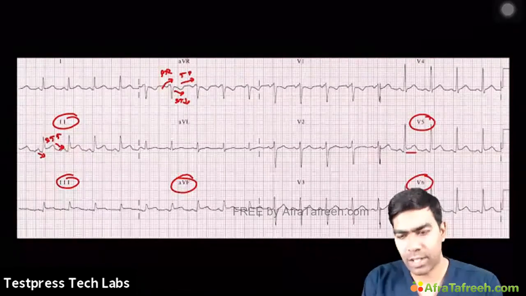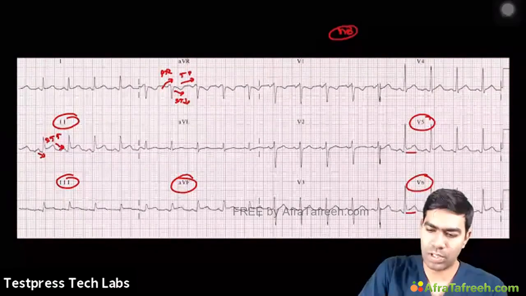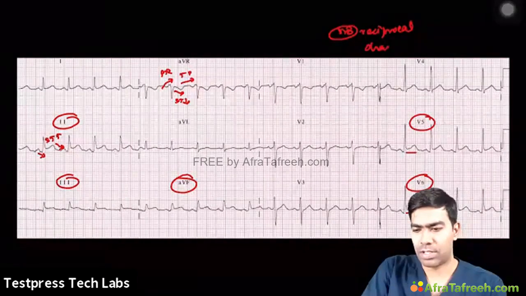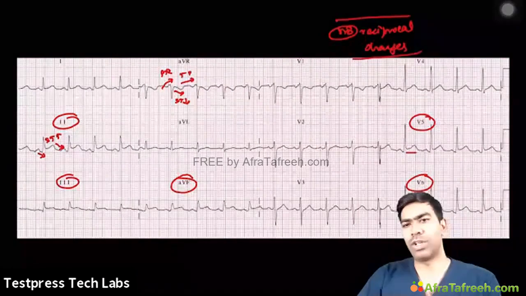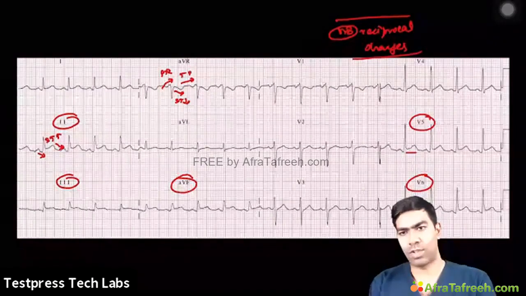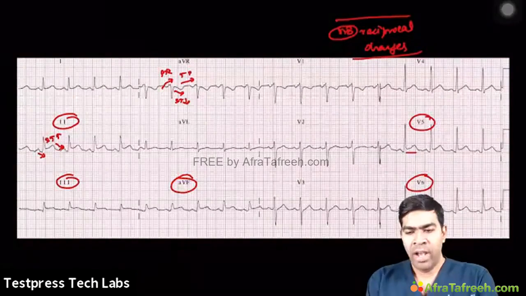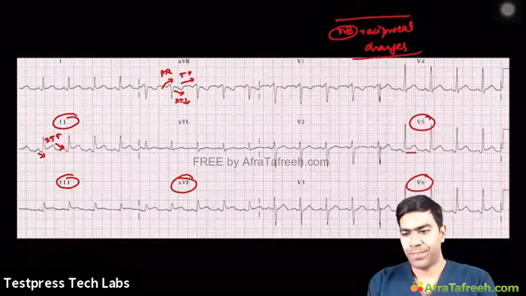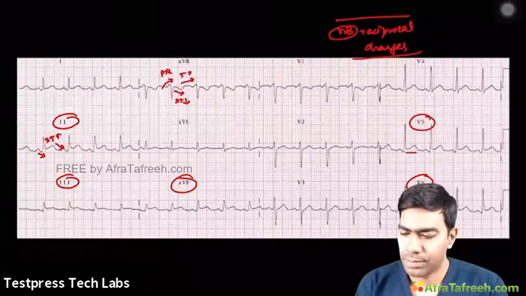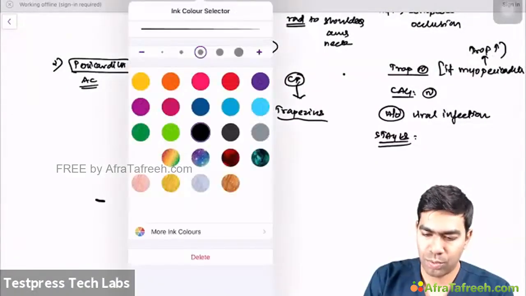This is a classic acute pericarditis, this is not a STEMI. You will not see reciprocal changes. If there are no reciprocal changes, it's unlikely to be a STEMI because there is no injury current. That's why there are no reciprocal changes. If there is an injury current, there will be a reciprocal change for sure. There's no injury current here, so it's unlikely to have a reciprocal change. Clear? So this is a sign of an acute pericarditis patient.